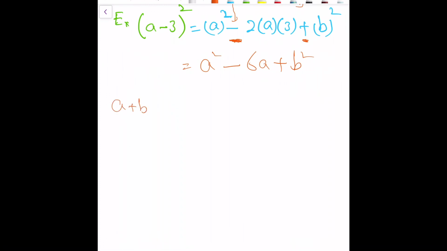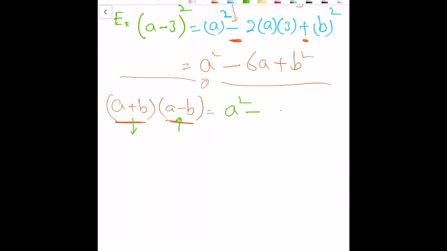In the other case, if we have (a plus b) times (a minus b), in this formula they are not 100% the same. The terms in the brackets are the same, but the only difference is the sign. This has a positive sign, and this has a negative sign. In this case, when the terms are exactly similar, we put the square of the first and then the square of the second. How did we get that?